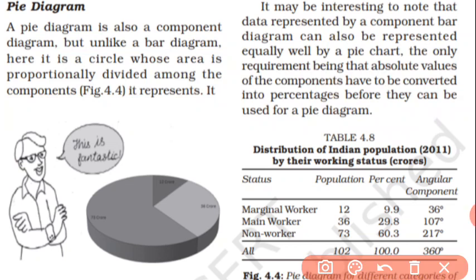Next example is, beta, the pie diagram. A pie diagram is also a component diagram. Okay, as we were studying about the bar diagram, in the pie diagram you can also represent data very easily. Okay, and it is easy to understand and convenient for comparison. Students can easily compare the data or users can easily understand what the trend is. Okay, unlike a bar diagram, here it is a complete circle whose area is proportionally divided. And here in the pie diagram you will have a complete circle, and according to that you have to describe and divide the data. Okay.